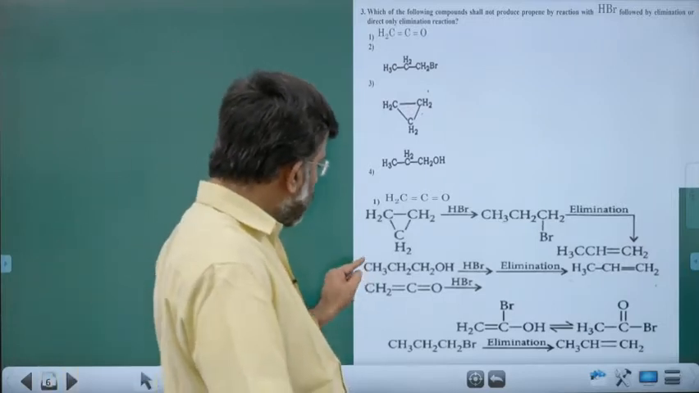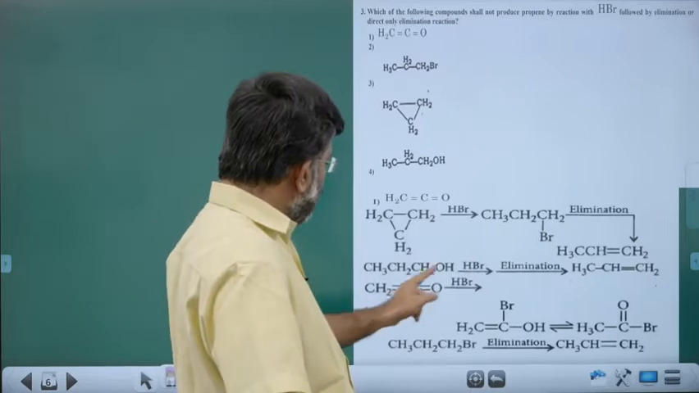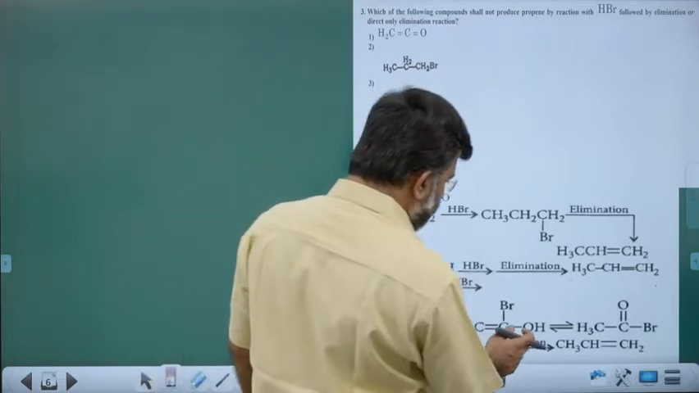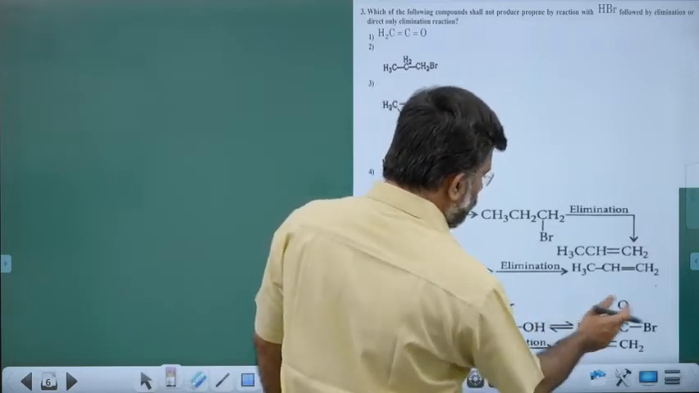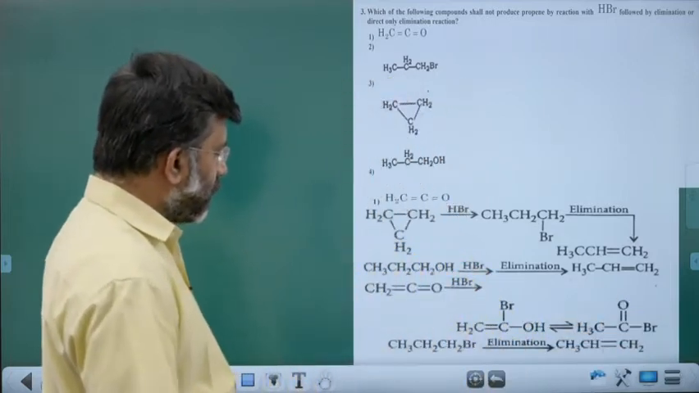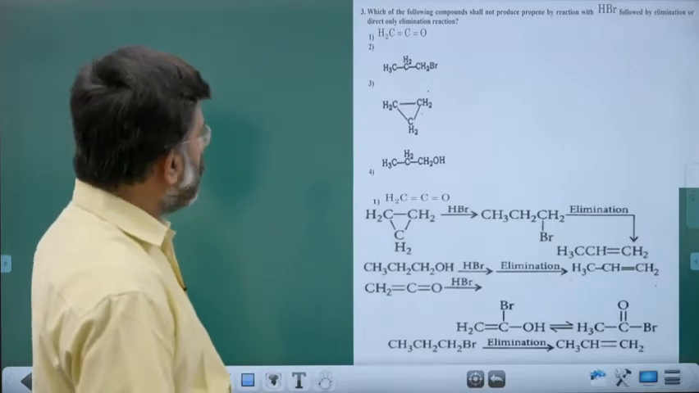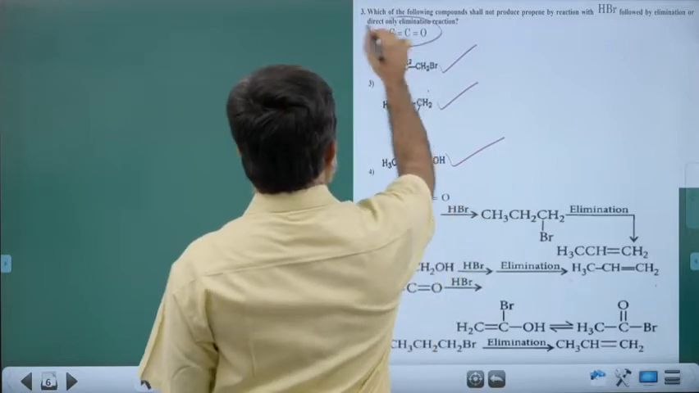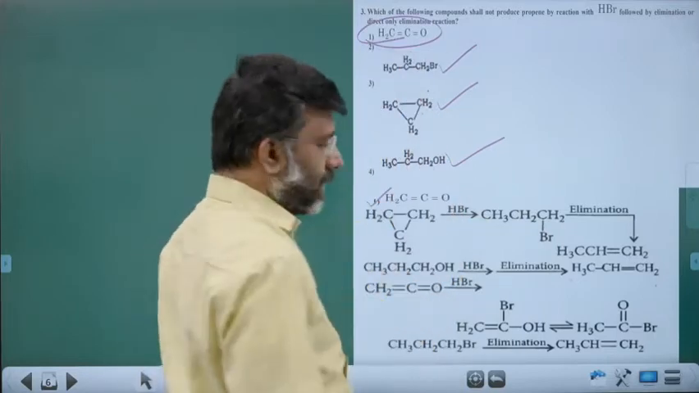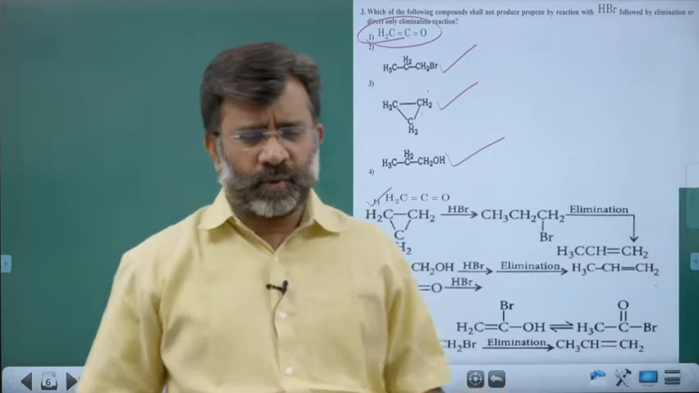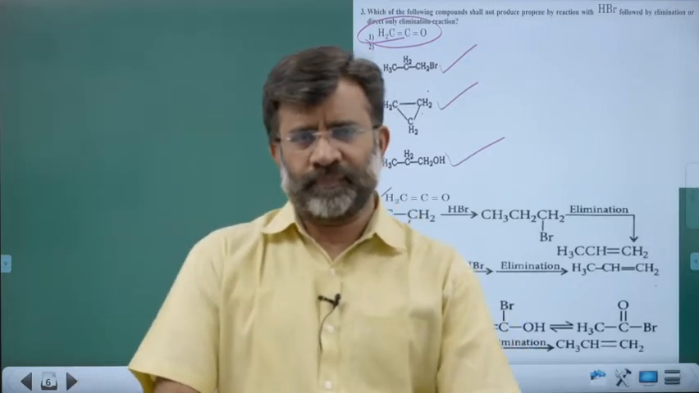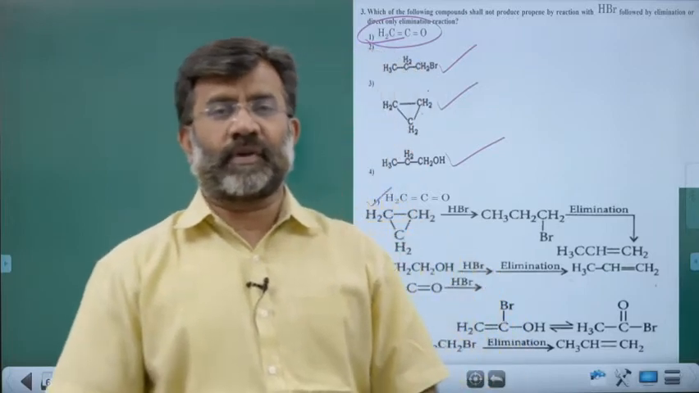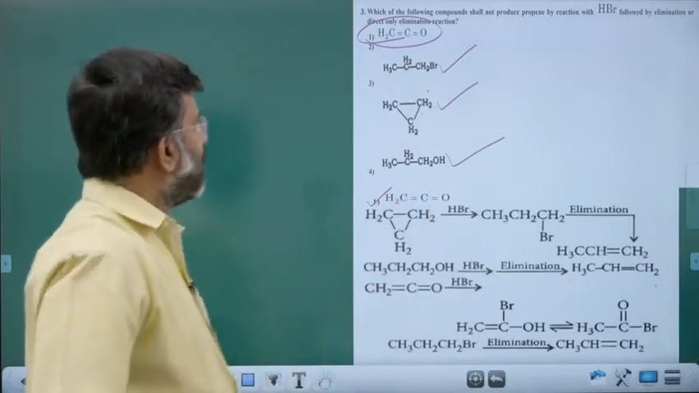Here, if you take the first choice, if reacting with HBr, what probably can happen is you can get this, which upon tautomerization, you can get acetyl bromide. So, all the other choices you are able to get propene except this one. So, first one is the correct answer. Don't have to analyze to that extent. First choice does not contain 3 carbon. That's enough for getting propene. Okay. Next.